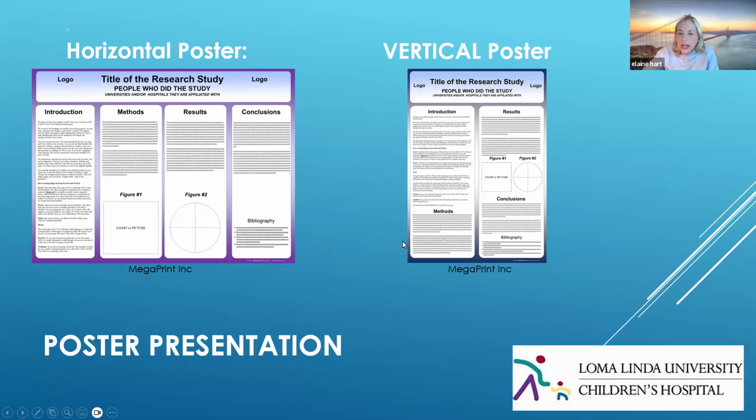All right, so you can do a horizontal poster or you can do a vertical poster. I have always done horizontal posters. I think the vertical looks really cumbersome to me, and I don't know that I've seen too many vertical posters at meetings, but maybe I just haven't thought about it. I included these so you could see them. This company, Megaprint, has templates. These are templates right here, and they had a lot of different sizes that you could use.